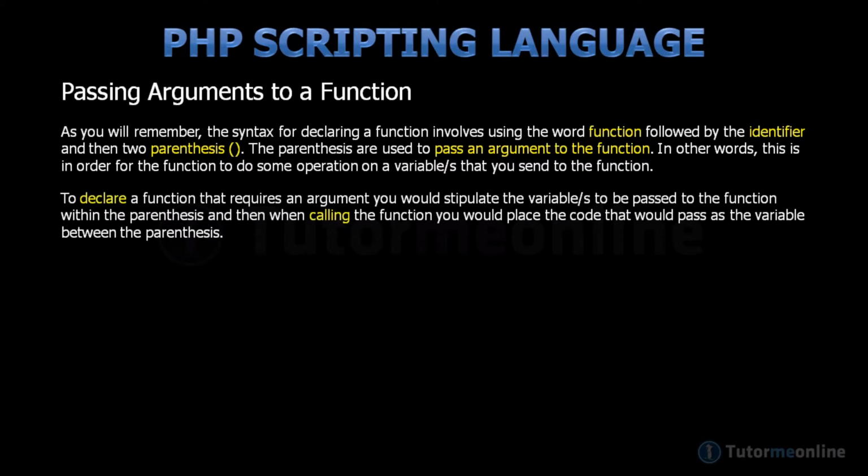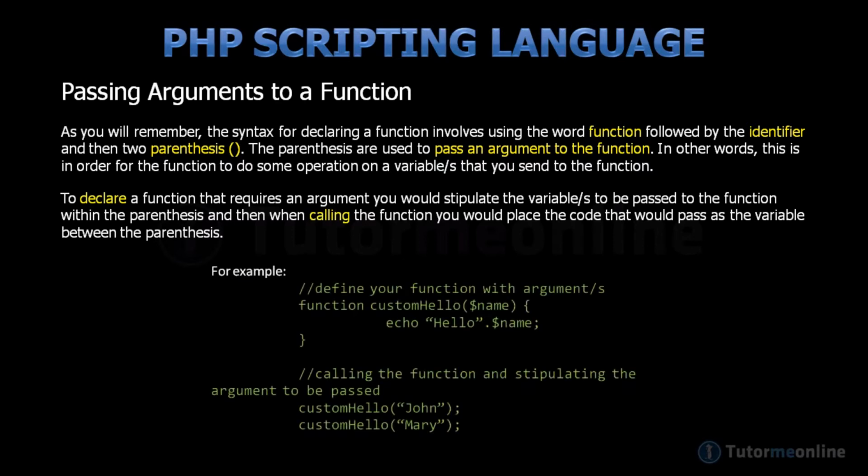To declare a function that requires an argument, you would stipulate the variable or variables to be passed to the function within the parentheses, and then when calling the function, you would place the code that would pass as the variable between the parentheses. So for example, you would define your function as usual with the word function followed by the name you assign to the function, and then between the parentheses, you would place the name of the variable. Then when calling your function, you would stipulate the argument to be passed to the function within the parentheses. Let's have a look at a practical example to illustrate this.